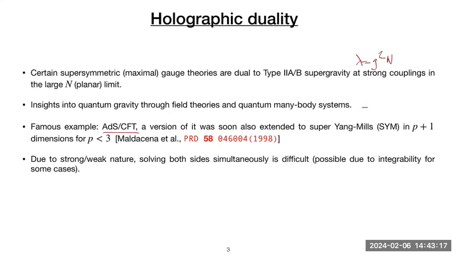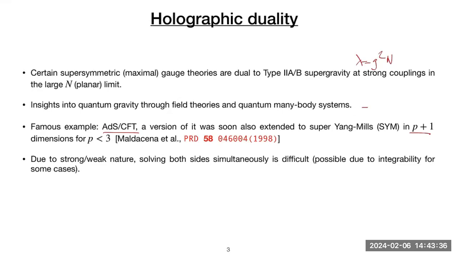But the AdS/CFT correspondence is not the only correspondence which was proposed around that time. It was also extended to other super Yang-Mills theories, for example, in p+1 dimensions. We know very well that when p is equal to 3, which is the 4-dimensional field theory, that is the N equal to 4 super Yang-Mills, and that is a conformal field theory.